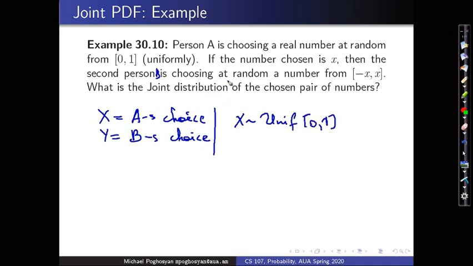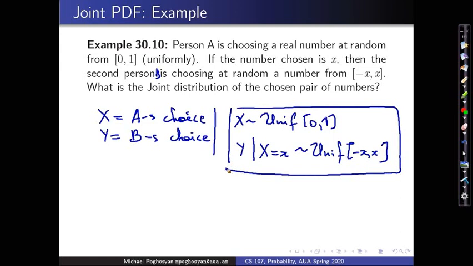This is easy. So if the number chosen by the first person is X, then the second person's choice, Y, given that X is equal to x, is a uniform random number from minus x to x. So this is what is given by that condition.